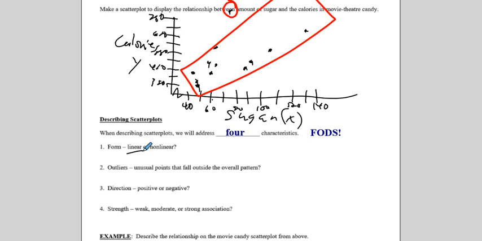Outliers. Are there outliers? Well, we said that. Yes, there is an outlier in this one. Do we have to say which one it is? Not here. Direction. Is it positive or negative? Well, it's going uphill as it goes right, so it's positive.